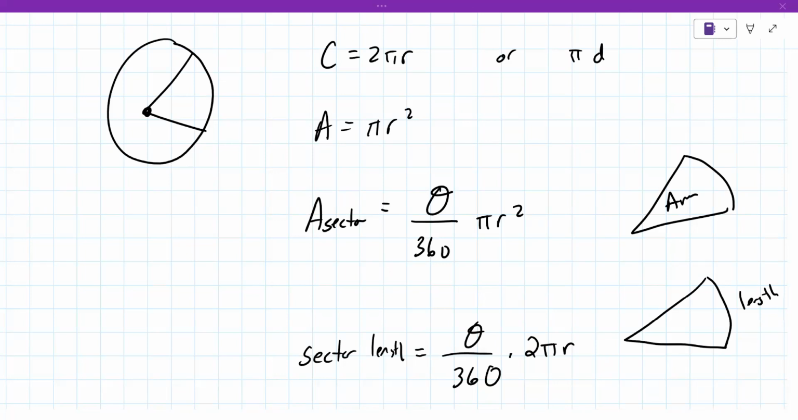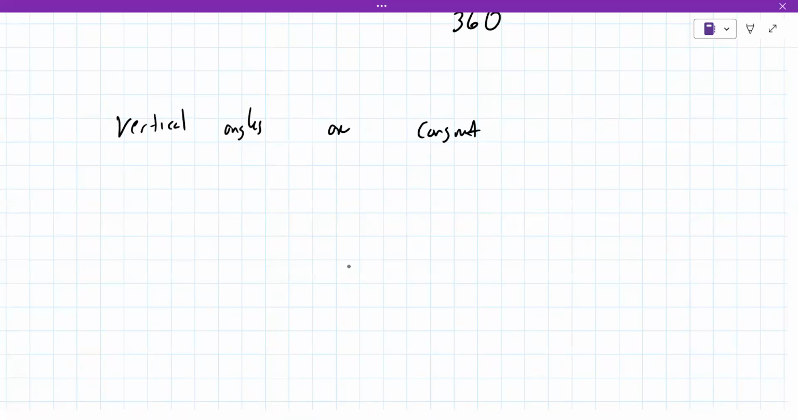Okay, all right, so next thing I'm seeing here is a reminder that vertical angles are congruent. So anything that meets at an X, these angles are congruent, and then these other angles are congruent.